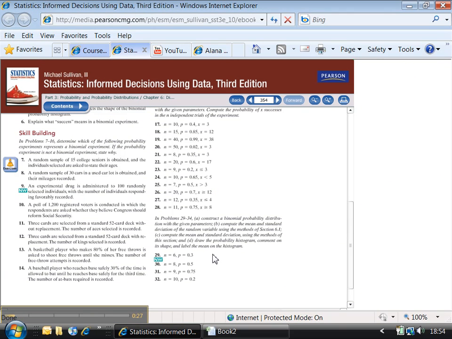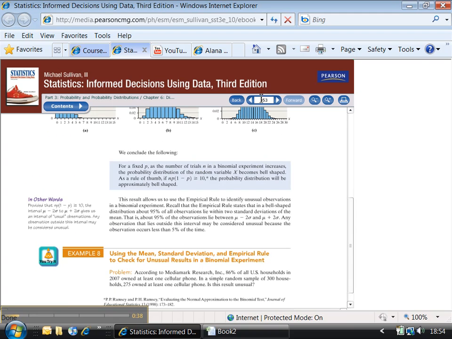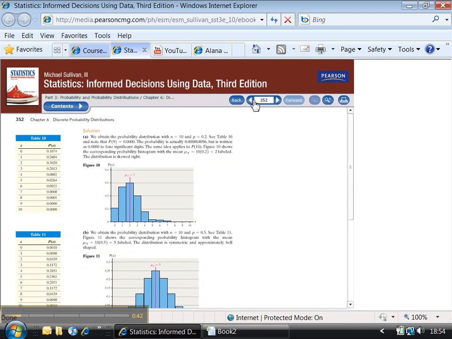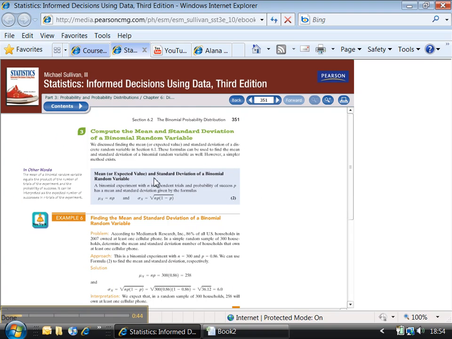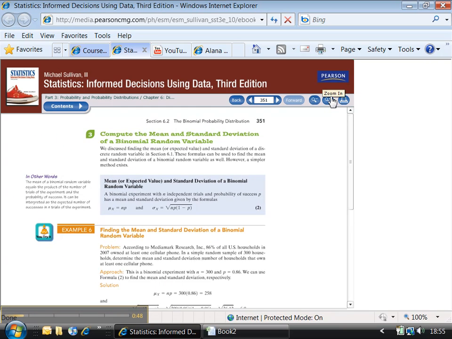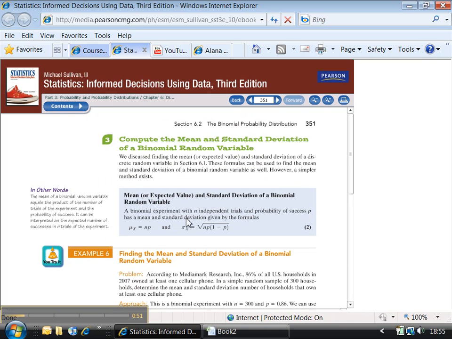Now, let's go back. For part C, it says to compute the mean and the standard deviation using the methods from this section. Well, let me go back a second. I have to find the formula. Nope, not there. I'm zooming out real quick. There it is, page 351. So on page 351, let me zoom in on this formula for a second. This is what they're talking about. The mean and the standard deviation, here they are. There are formulas for them.